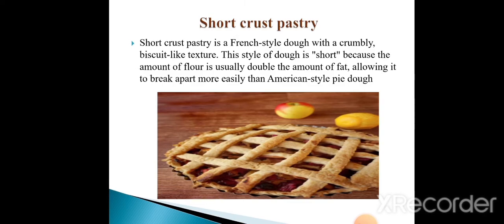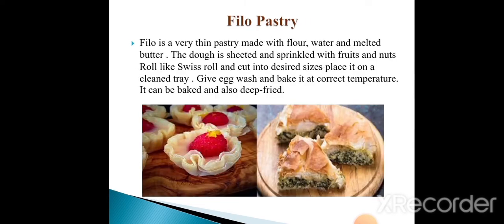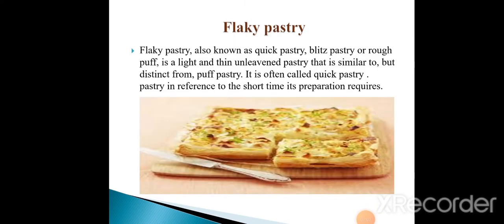Another thing we will discuss is the filo pastry. Filo pastry is like a stuffing pastry. These types of pastry we make in stuffing styles. Filo is a very fine thin pastry made with flour, water, and melted butter. The dough is sheeted and sprinkled with fruits and nuts, rolled like Swiss rolls, and cut into the desired size. Place it on a clean tray. Give an egg wash and bake it at the correct temperature. It can be baked and also deep fried.